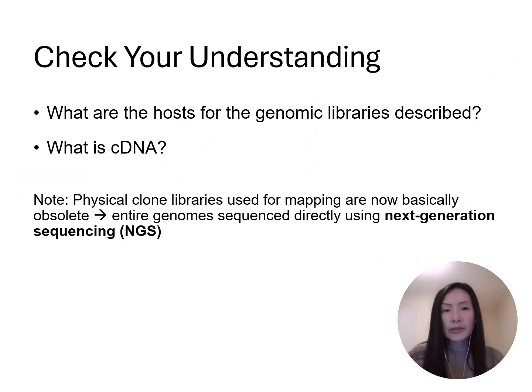Our next checkpoint asks, what are the hosts for the genomic libraries described? So we have plasmid libraries that use bacterial hosts, such as E. coli, or we can have phage libraries that use bacteriophage vectors, and these could be examples, lambda phage that we learned about in chapter 6. Lambda phage infect E. coli. So both plasmid libraries or phage libraries are systems that can store recombinant DNA fragments for later screening.